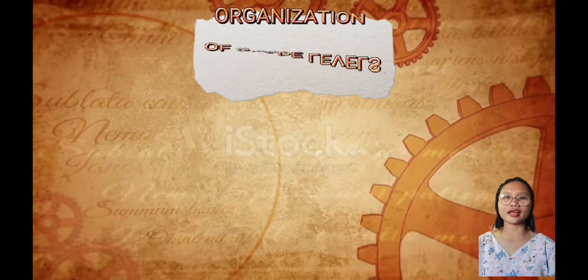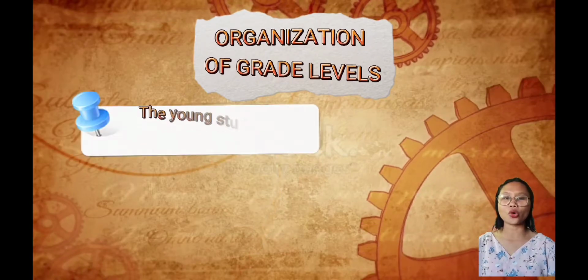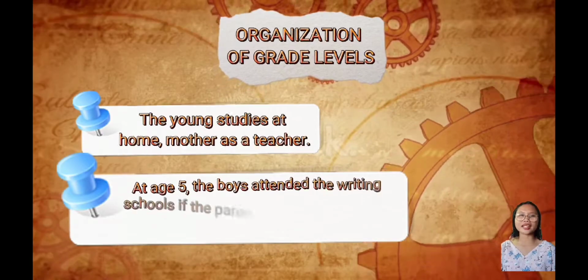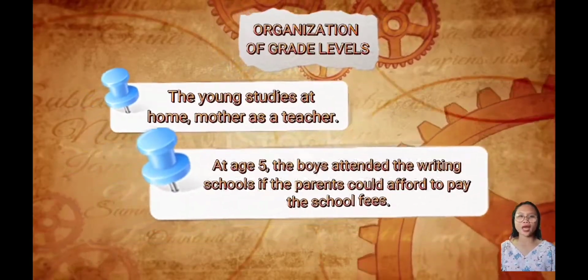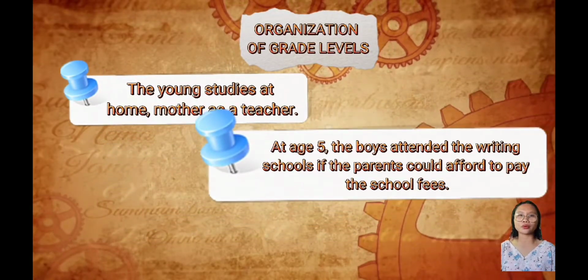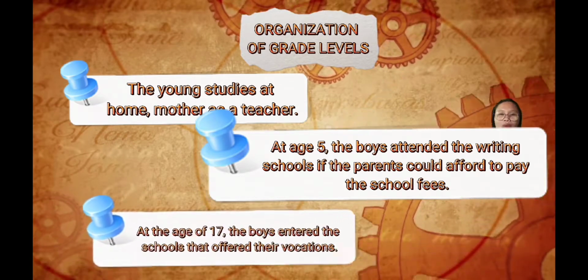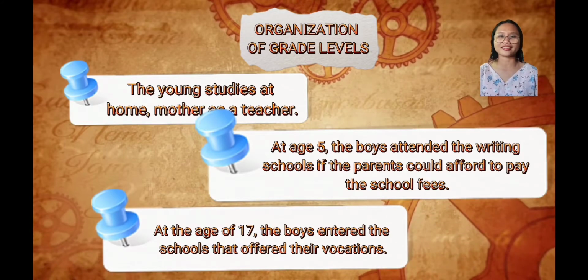Organization of grade levels. The young studied at home, with the mother as a teacher. At age 5, the boys attended the writing schools if the parents could afford to pay the school fees. At age 17, the boys entered the schools that offered their vocations.